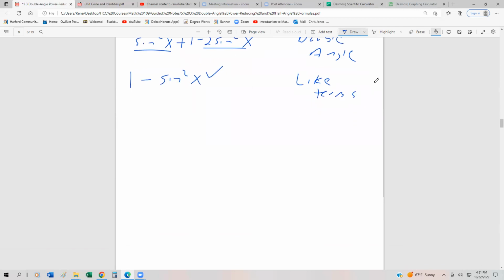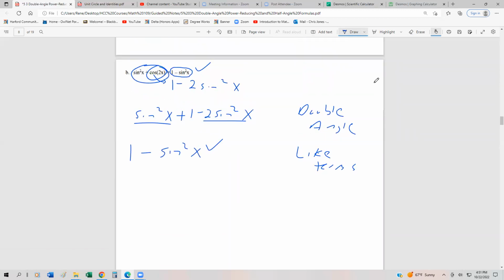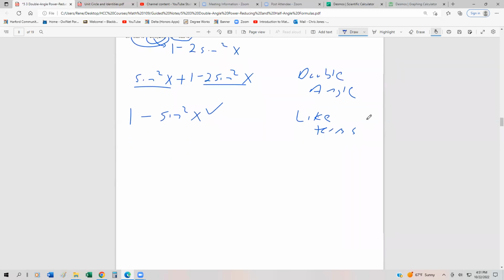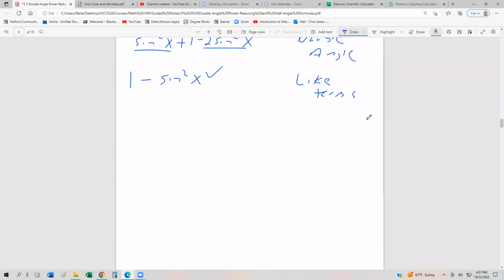All right, so that concludes everything with the double angles. In the next video, we're going to start taking a look at our power reducing formulas. And then finally, we're going to finish off by looking at half angle formulas.